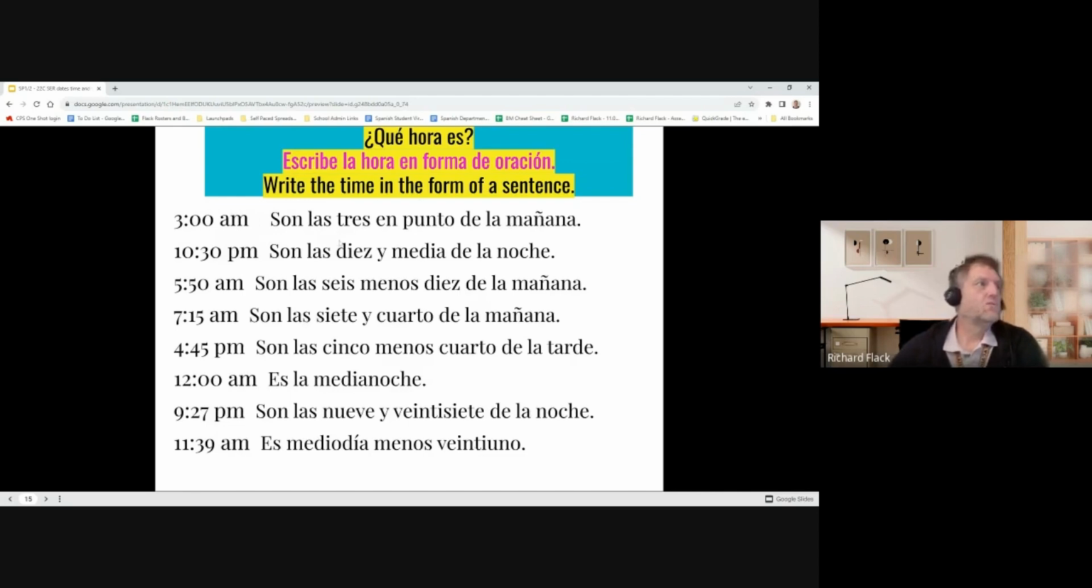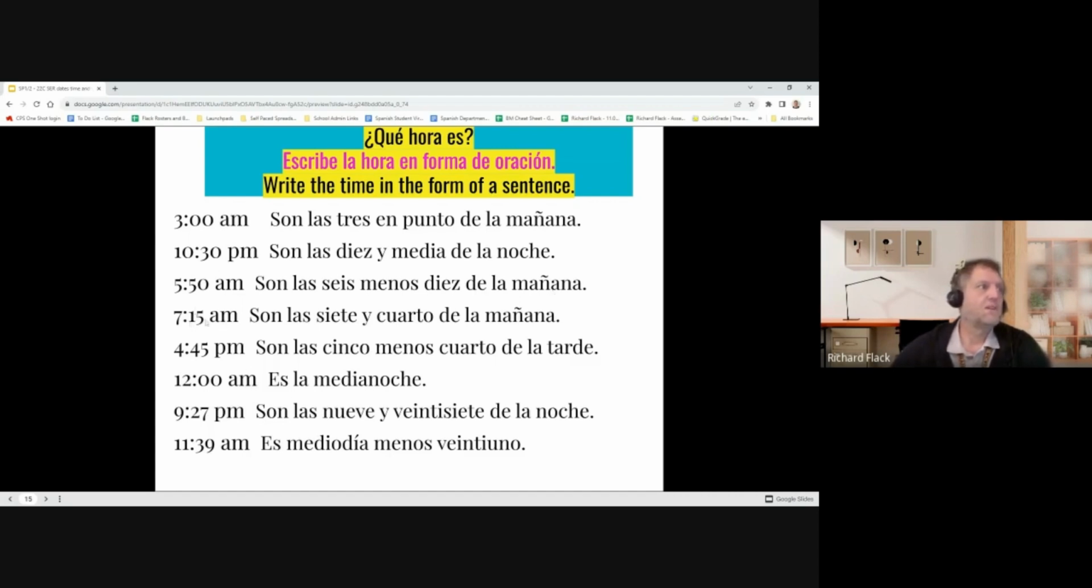Okay, here we go. Son las tres en punto de la mañana. 10:30 p.m. Son las diez y media de la noche. 10 and a half. Remember, you should not put 30, you should put media. 5:50. So we're past the 30-minute mark. Son las seis menos diez. So we're going to go up to the next hour, 6, and subtract 10. De la mañana.